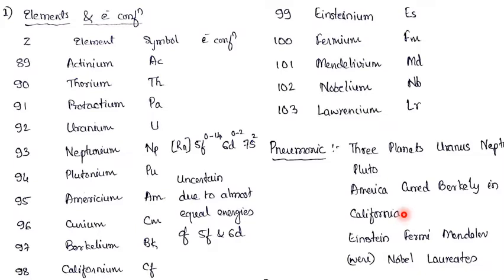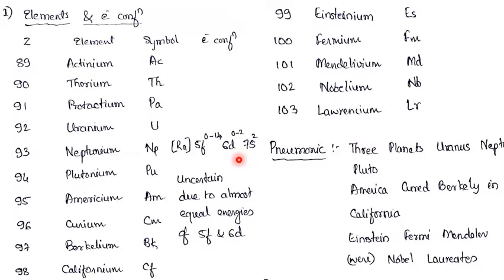Then it is just the names of some scientists. Einstein, Fermi, and Mendeleev were Nobel laureates, which can be remembered very easily, where the last part is just to complete the sentence. In this way, it is possible to remember the whole series at a stretch, wherever it is necessary to recall it.